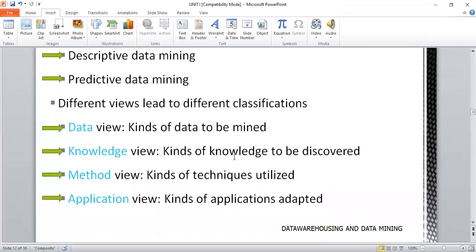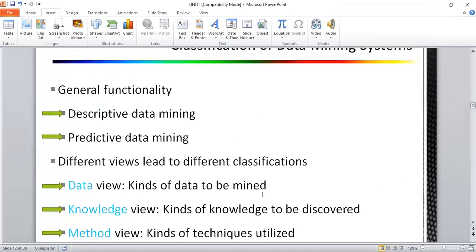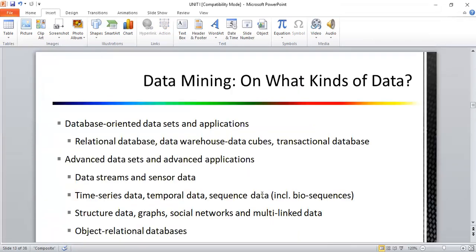So that's it about our classification of data mining systems. If you have any doubts about this classification of data mining systems, please comment.